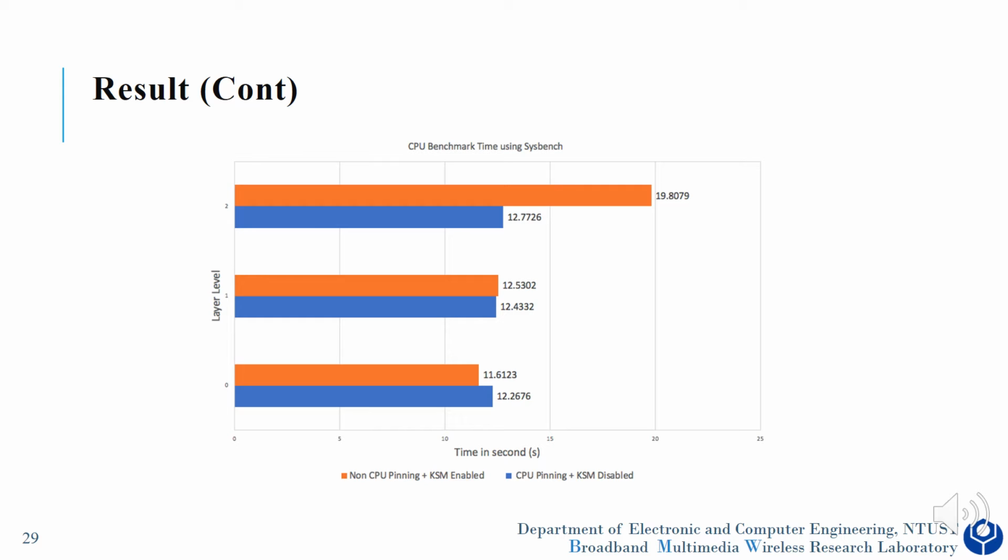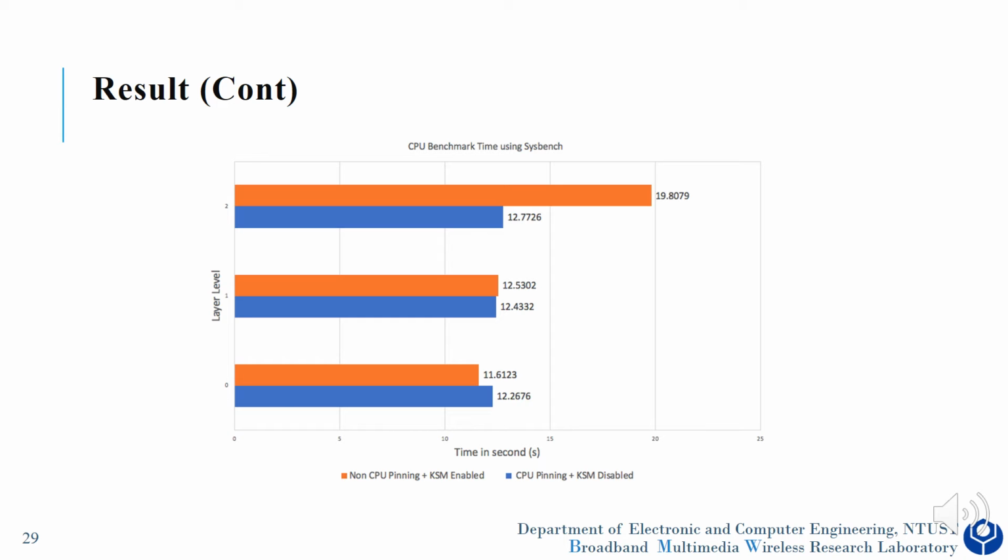Before we use the optimization, the orange line, it took 11.6 seconds to do the benchmarking compared to 12.26 seconds after we use optimization. So in layer level 0, there is a slight decrease in performance after we use optimization. It's because KSM is not working in this layer, because we already disabled that.